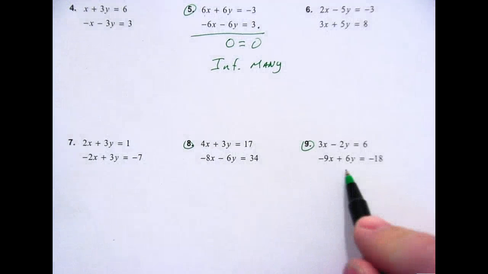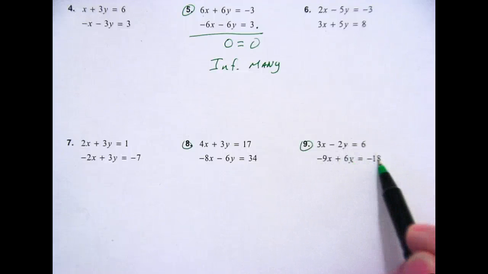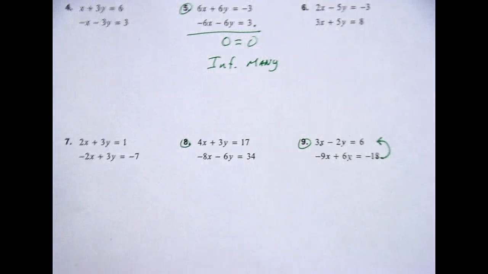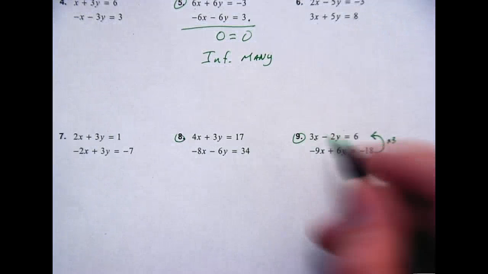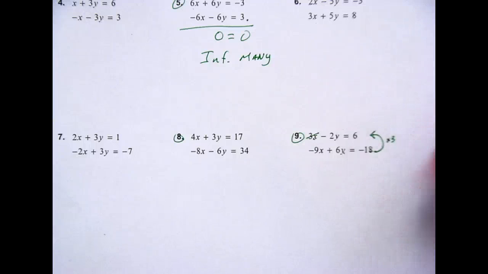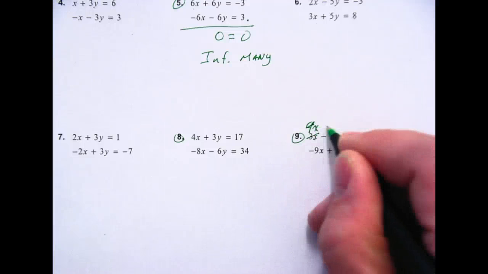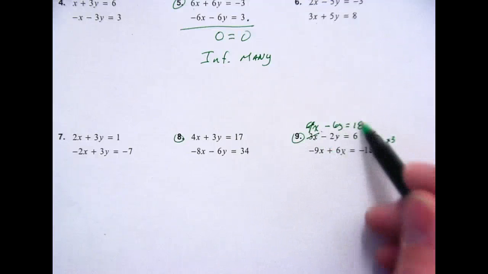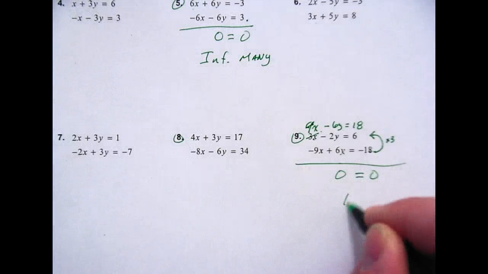Okay, how about 9? You look at it, 3 and 9, 2 and 6, 6 and 18. This equation right here on top, if I multiply this bottom equation by what? By 3. If I multiply that by 3, notice I end up with that top equation. Well, I almost end up with it. I end up with its opposite. This becomes 9x, negative 6y, and 18. Notice now, if I add those, I get 0 again. 0 equals 0. This one is infinitely many.